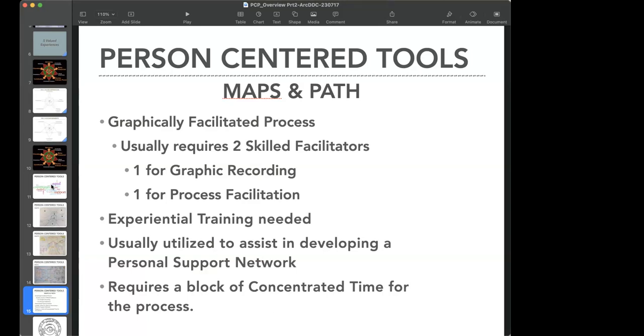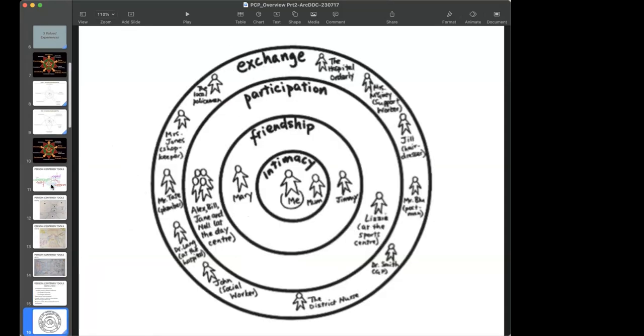So it's a pretty big time commitment, and it usually includes the person and a lot of the people in their life that they're connected to, whether it be within service land or if it's people that they're connected to in their communities. One of the ways that we often help people do that is we actually get them to think about relationship circles.